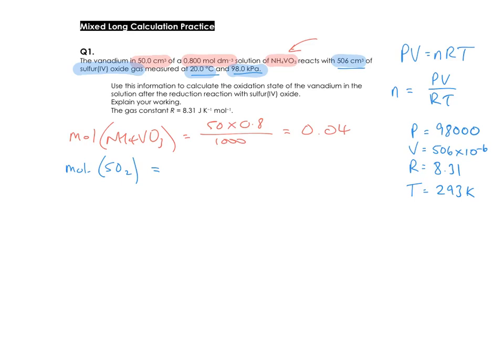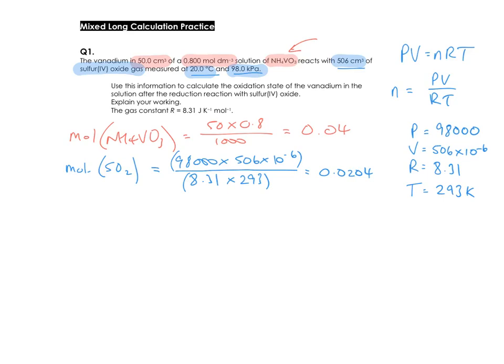So I'm going to put all that into my equation, so I've got 98,000 times the volume, which is 506 times 10 to the minus 6, and divide that by 8.31 multiplied by 293. Make sure you put these in brackets if you're doing it on your calculator all in one go, but I recommend that you do the top, then the bottom, and then do one divided by the other, rather than trying to put it all into your calculator in one go, which can lead to mistakes. Now that equals 0.0204.